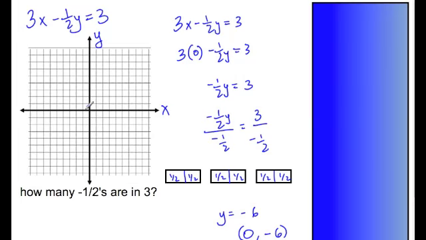On the y-axis, 0, 0 left, 0 right, and I'm going to go negative 6 because it's a negative. 1, 2, 3, 4, 5, 6.